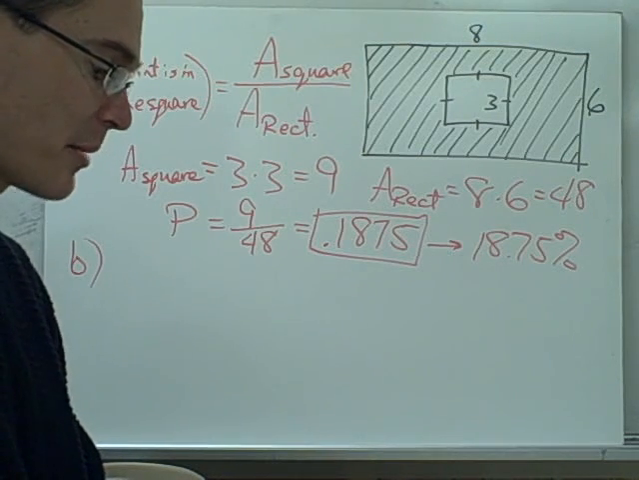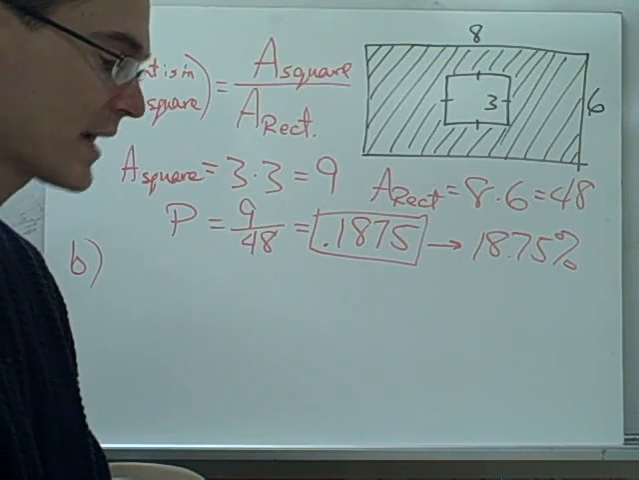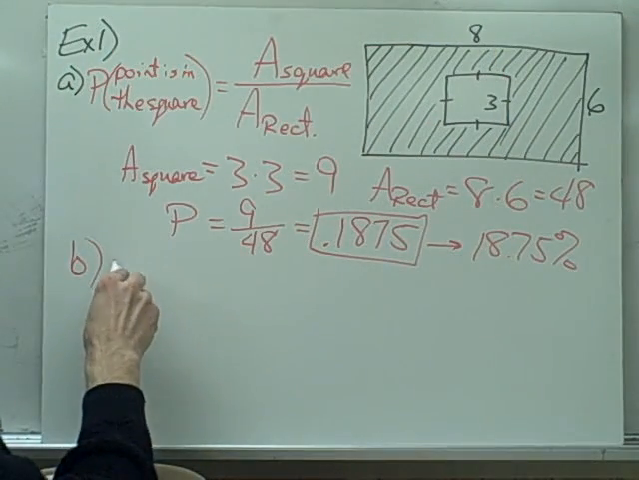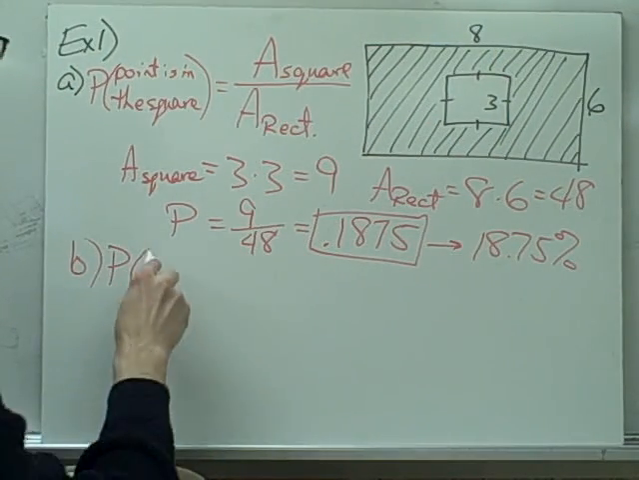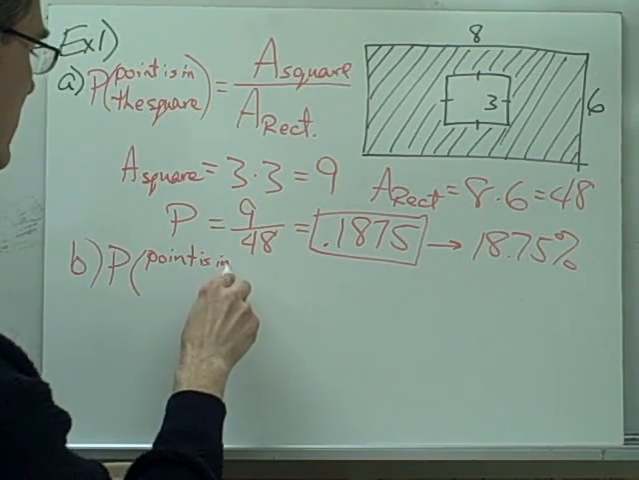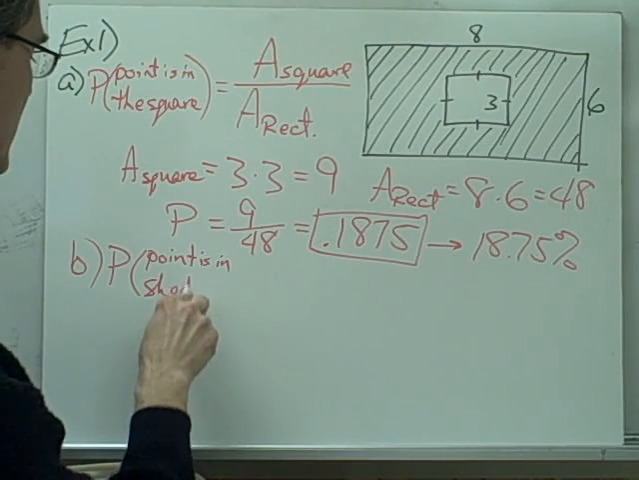All right. Now let's take a look at part B of this example. Part B says, what's the probability that a point selected at random in the rectangle will be in the shaded area? Well, now I'm looking for the probability that my point is not in the square, but in the shaded area.